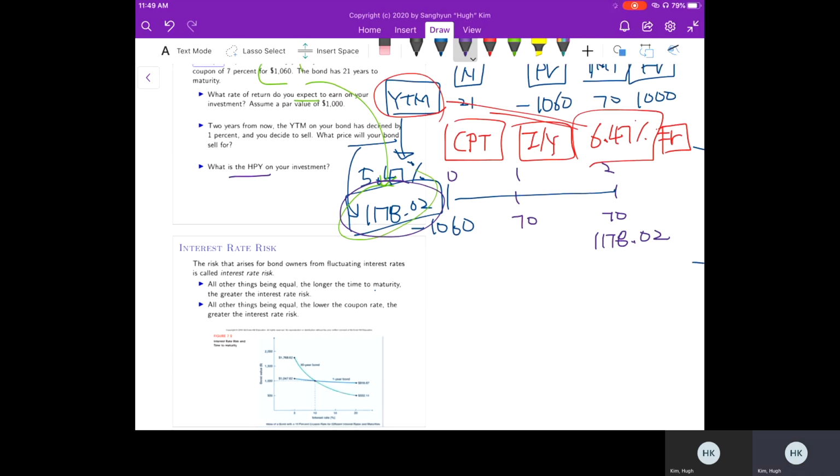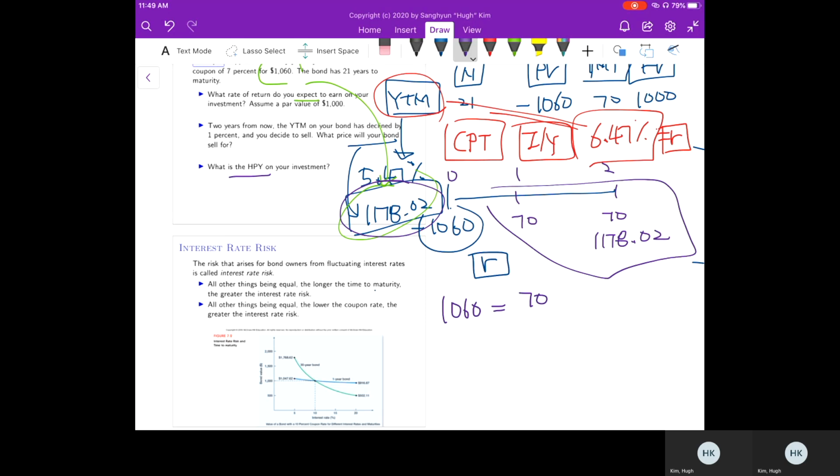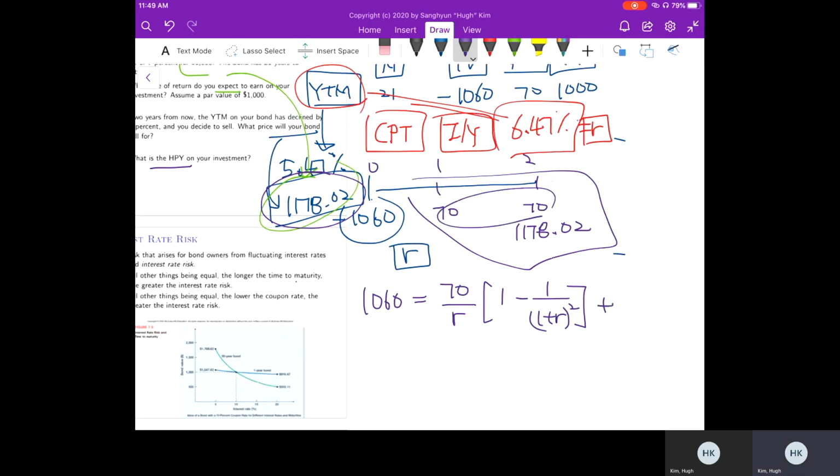And your holding period yield is your return. So, the interest rate that equates the cost of your investment to the present value of your cash flows. So 1060 equals 70 over R times 1 minus 1 over 1 plus R squared, that's the present value of this, plus the present value of that, 1178.02 over 1 plus R squared.